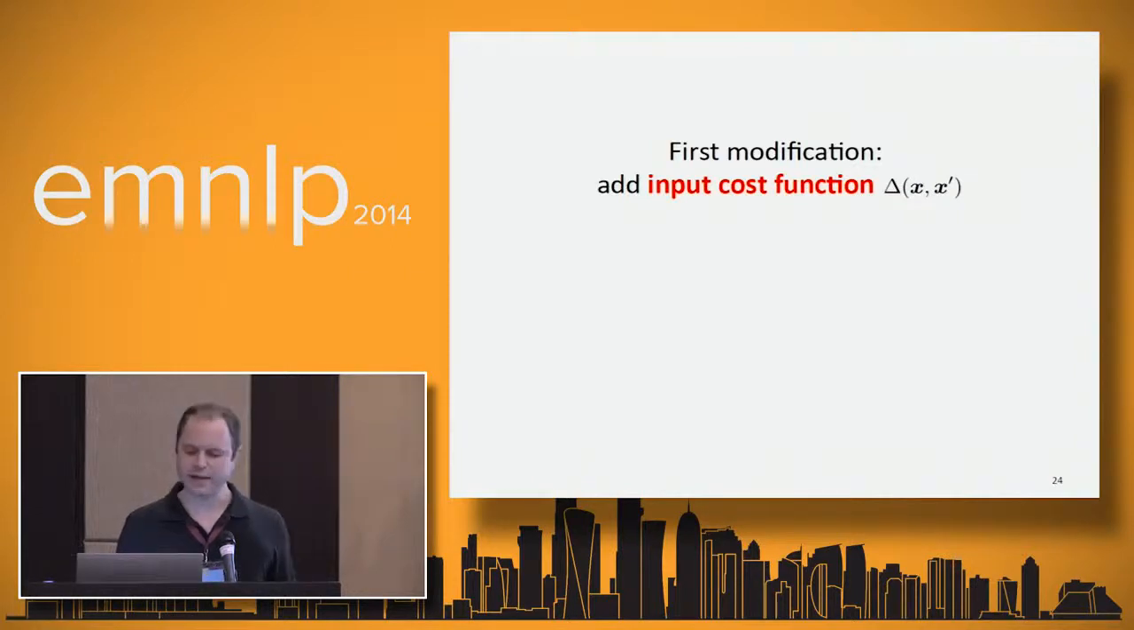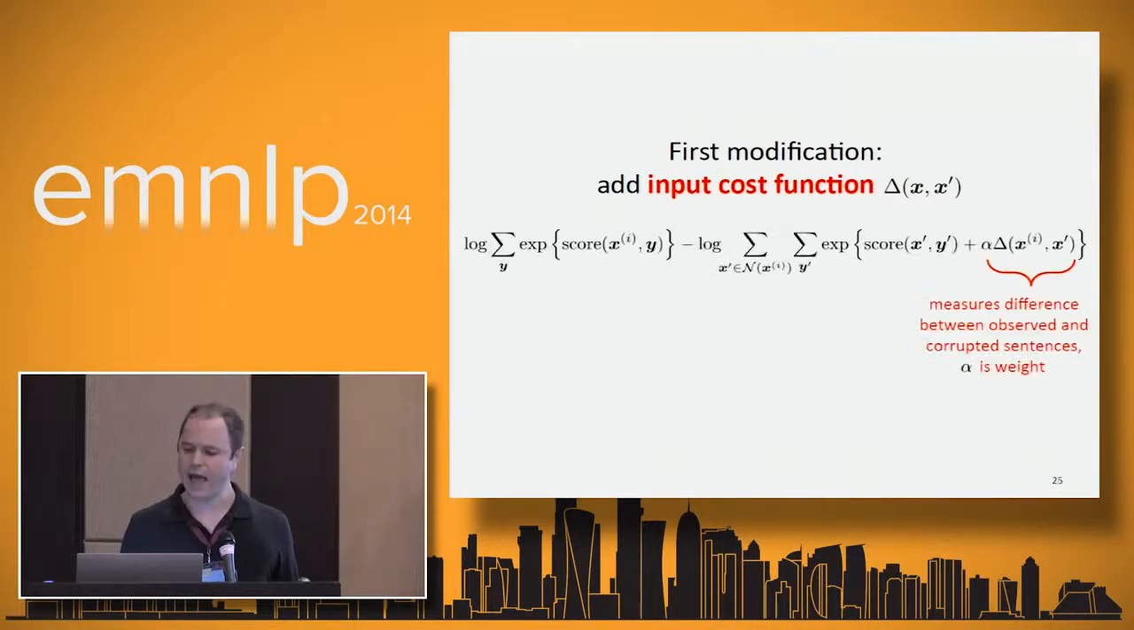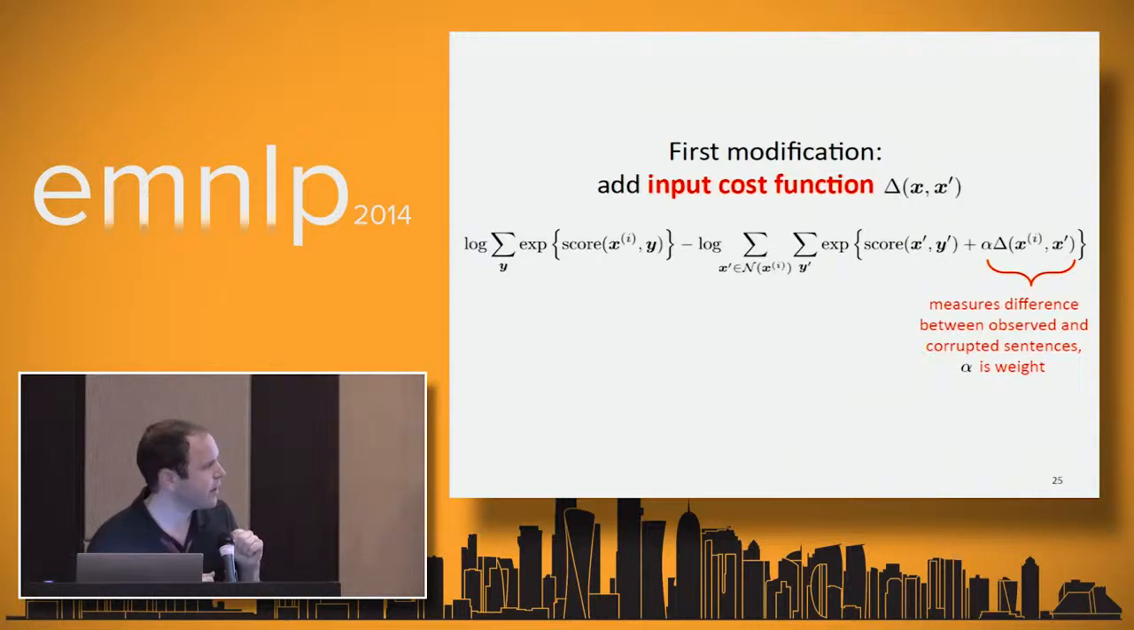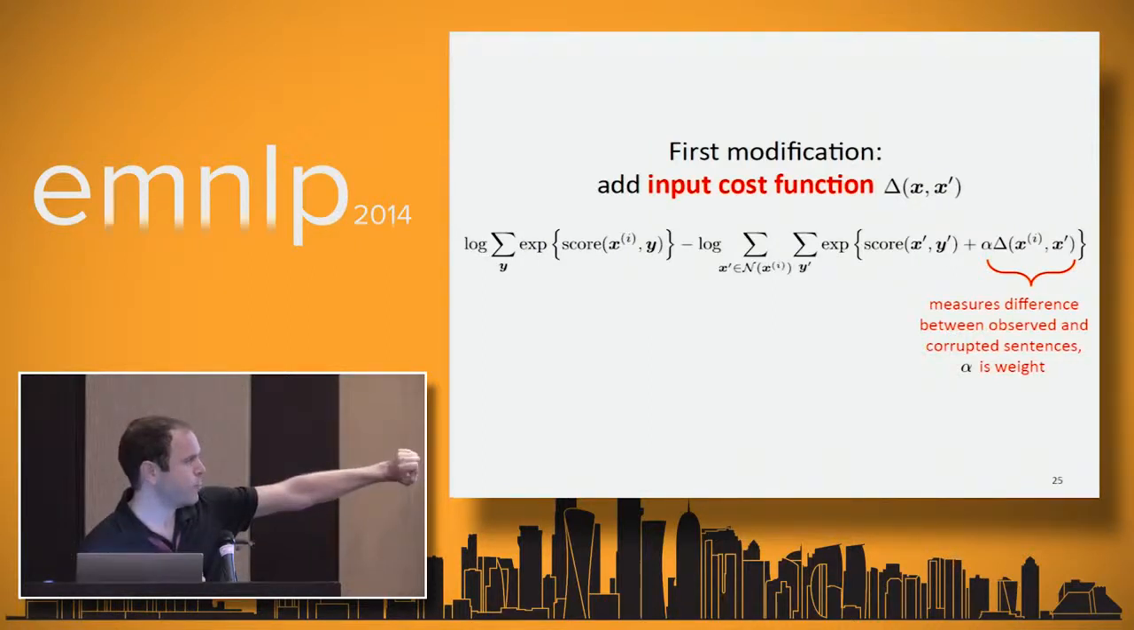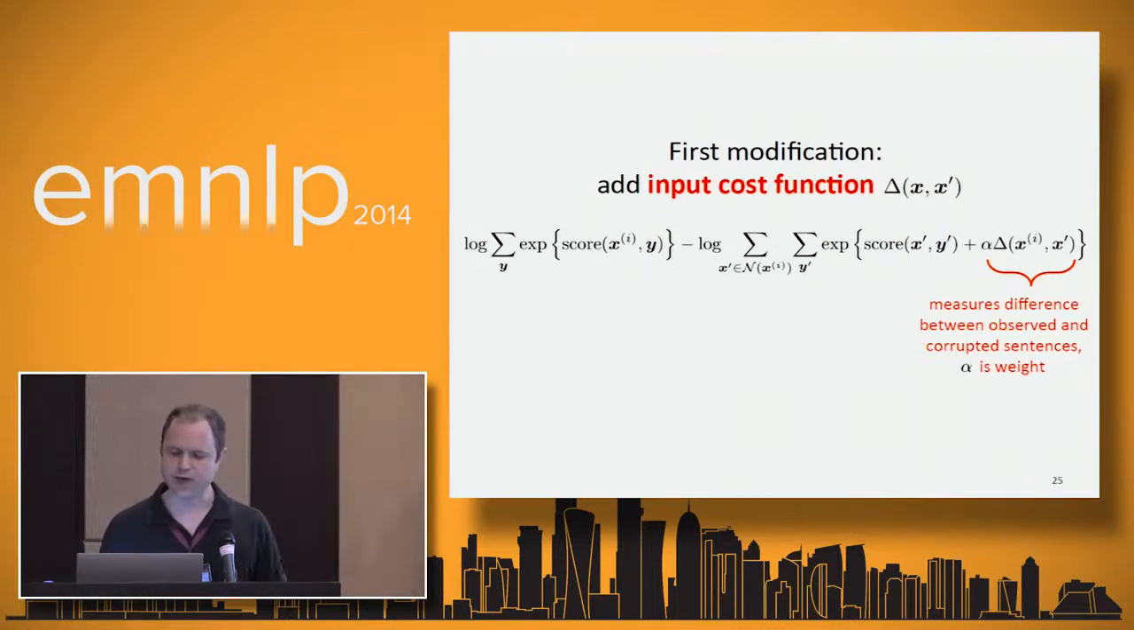The way that we're going to do that is by including what we're calling an input cost function. It's a function that looks at two inputs, x and x prime, and it returns the difference between them, basically. We have a weight for that function, which we'll call alpha, that we'll have to tune somehow, and we add this cost function to the second term, when we're summing over the entries in the neighborhood. As you'll notice, we can of course pull out delta since it doesn't depend on y prime, and we can have the sum over x prime in the neighborhood with a weight for that x prime that is proportional to the exponentiated delta.